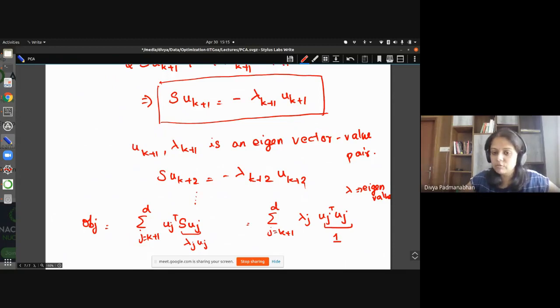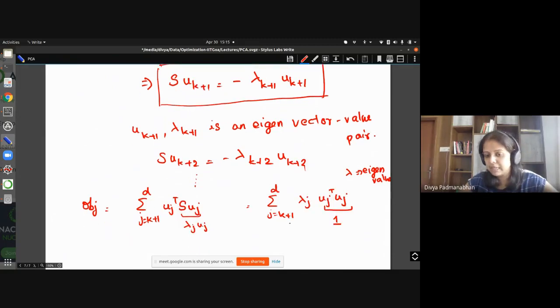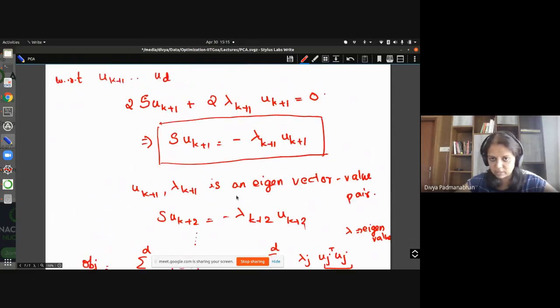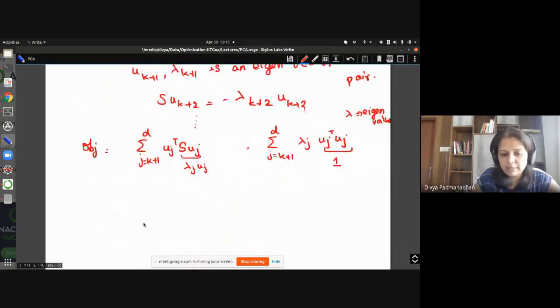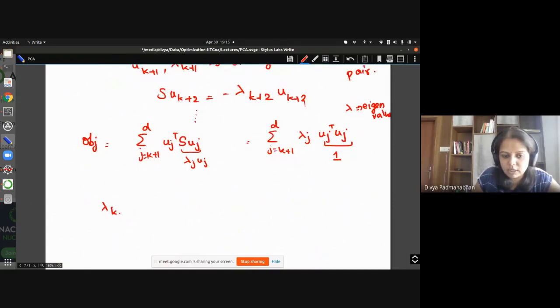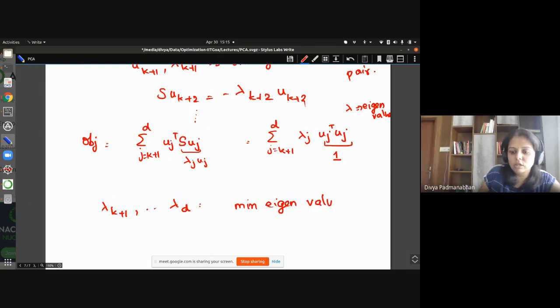So in terms of minimizing the error, this lambda_{k+1} to lambda_d have to be as small as possible. Those have to be the minimum eigenvalues, because those are the ones which minimize the error to the extent possible. And so u_{k+1} to u_d are also the corresponding eigenvectors.